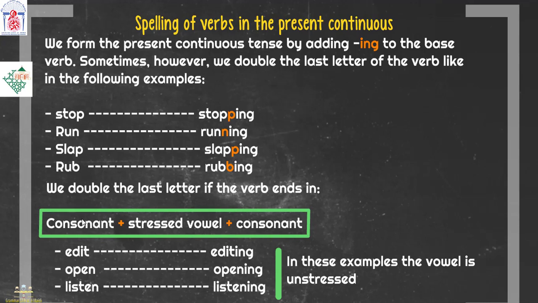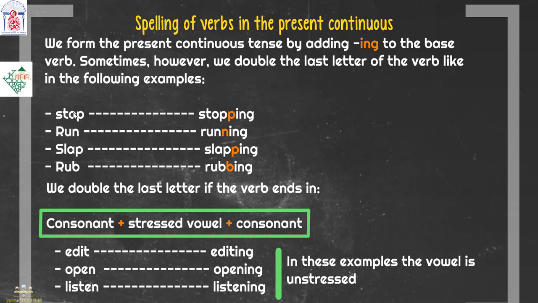We double the last consonant if you have a verb that ends in a consonant plus a stressed vowel. Okay, plus what? A stressed vowel plus consonant. For example, the verb stop, it ends with a consonant and then stressed vowel, which is O and P. That's why we double the last letter.